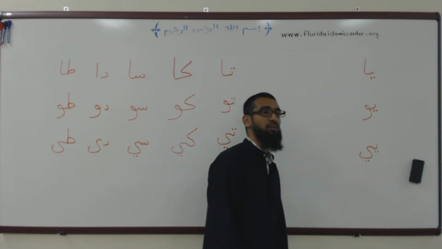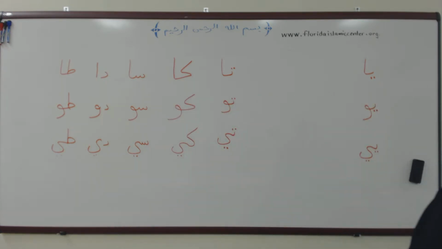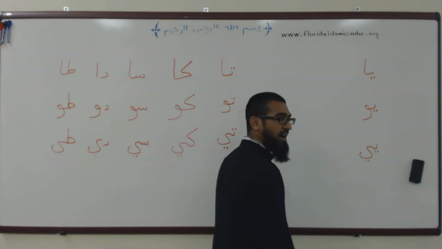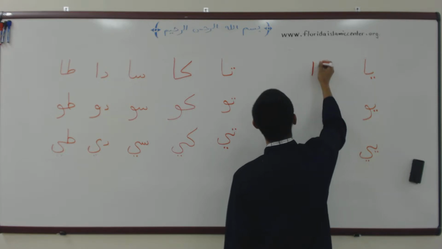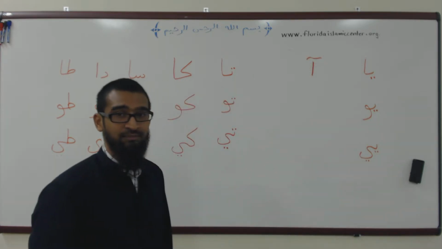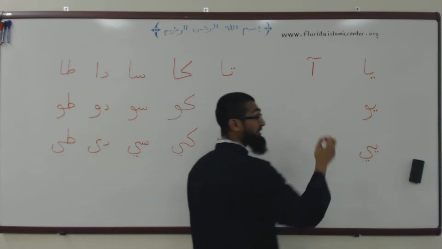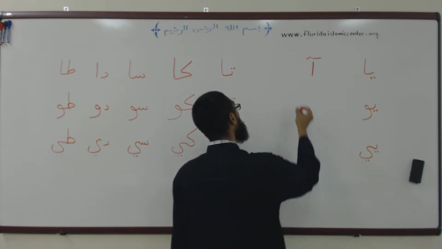What if I gave you the letter Hamza? Hamza with a fatha is what sound? Ah. Hamza with a fatha gives you ah. And if I say elongate it, what's it going to sound like? Ah. So there are several ways to write this, okay? You may see it like this. You may see it like that. Remember we said Hamza is written in different forms, right? You may see it like this.